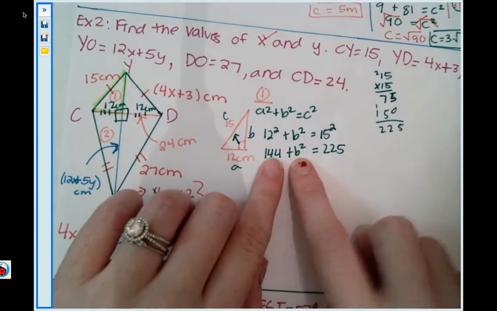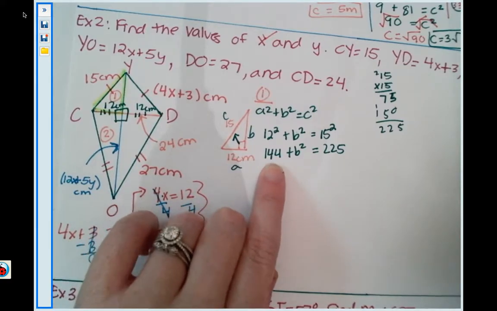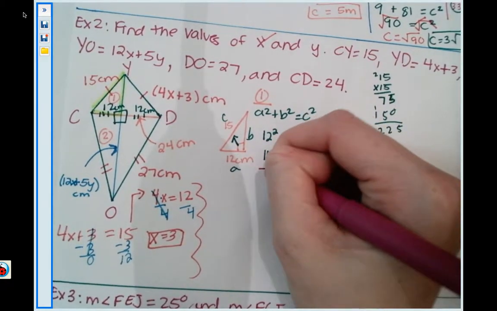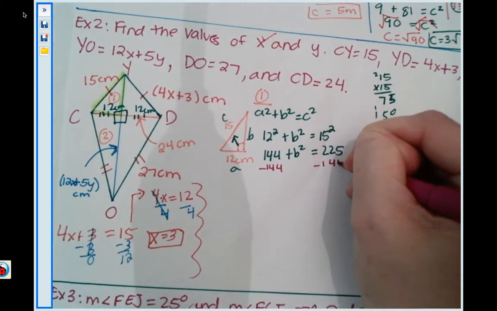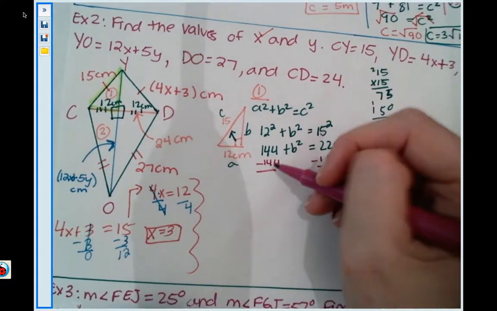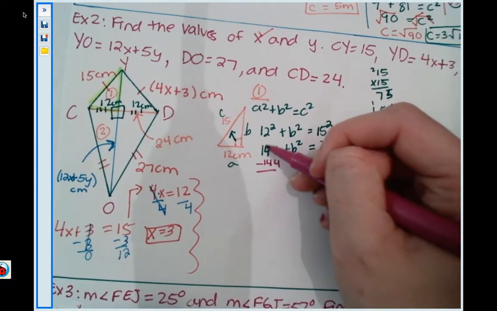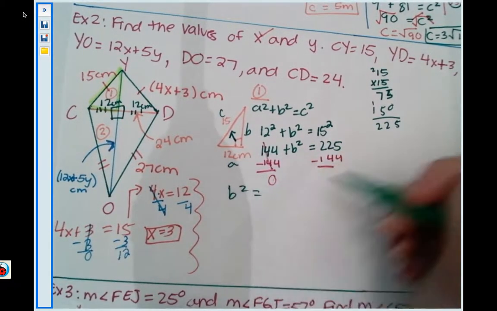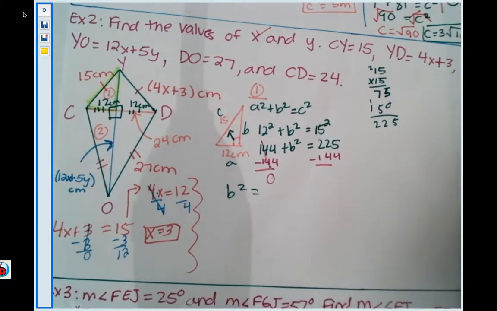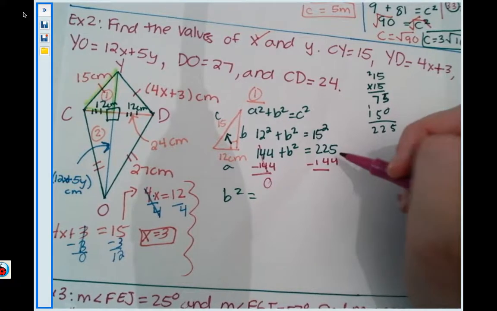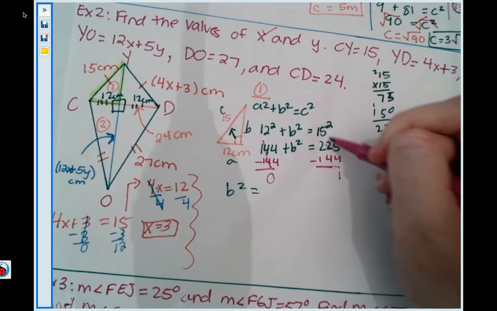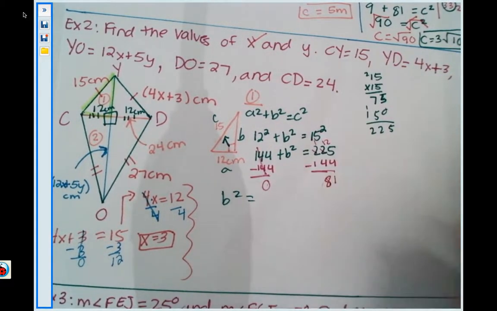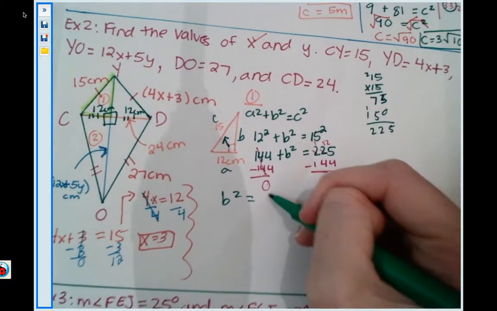So now, I must get the b by itself. So how do we move this 144 to the other side? Holy hot dog, you do subtract it on both sides. So I'm going to subtract my 144 on both sides, which 144 minus a 144 cancels and turns to 0. So I'm left with b squared equals 225 minus 144. Which that's going to give me, what's here? That'll give me a 1, give me 81.